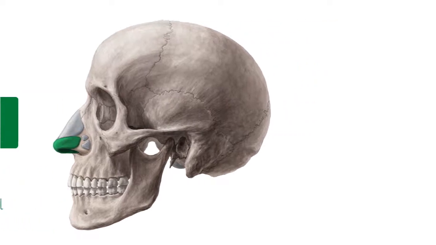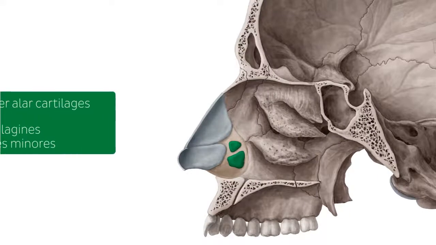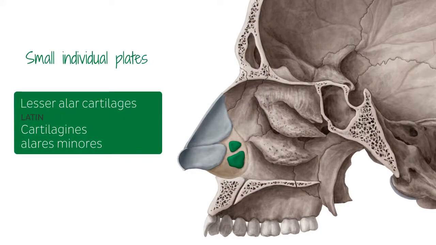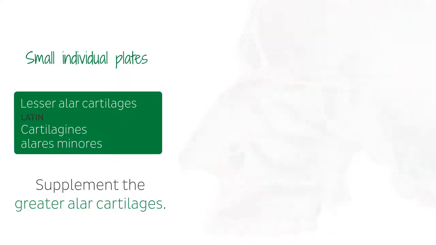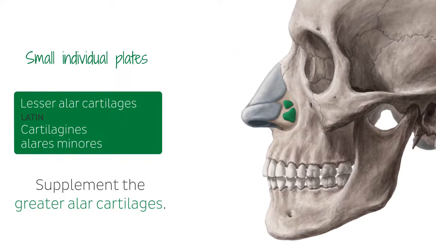The lesser alar cartilages are small individual plates of cartilage seen here. They supplement the greater alar cartilages and are situated at their posterior margin. They are suspended in fibrofatty tissue that forms the lateral aspect of the nostrils, and lie free from other cartilages that provide stability and form to the nostrils.